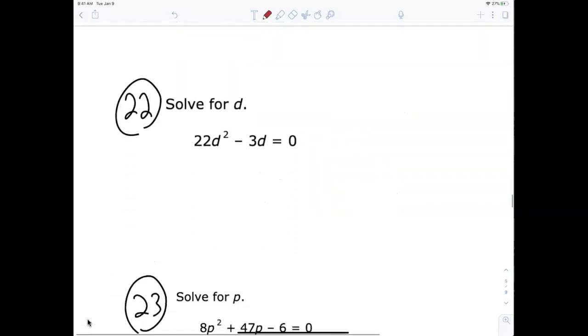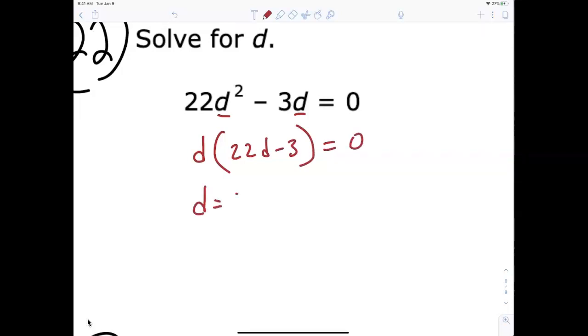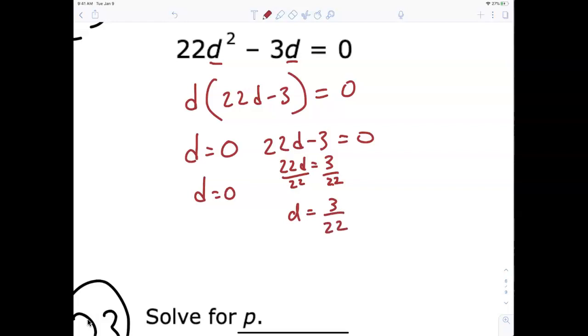Let's check out 22. Right off the bat, I can see a what? GCF here. So there's common D. 22D minus 3. Set them equal to 0. Okay, and so now I have D equals 0. Add 3 to both sides, and then divide by 22. So D would equal 3 over 22. All right, hopefully everybody's okay with that.